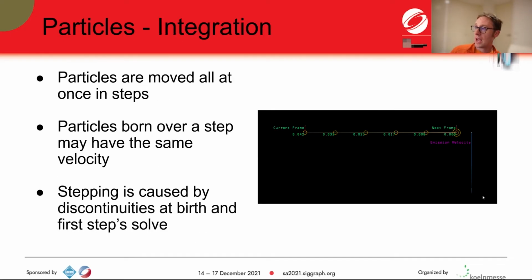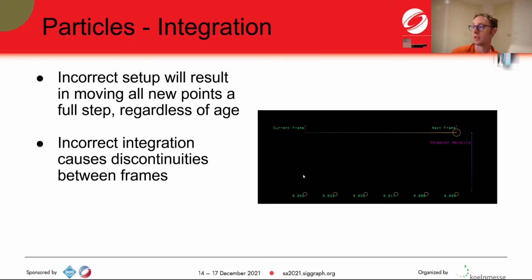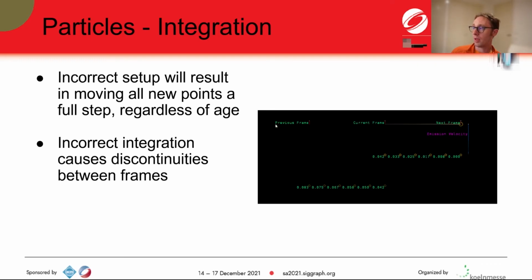So if we add the emission velocity and we see where these particles are going to go, if we set this up incorrectly, we'll get a full amount of integration applied to each of these particles. So these are all going to drop down here. And if we look at more than one frame, we can see that there's a clear discontinuity here.